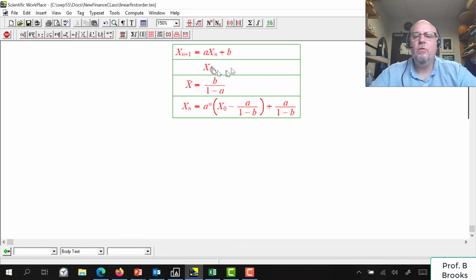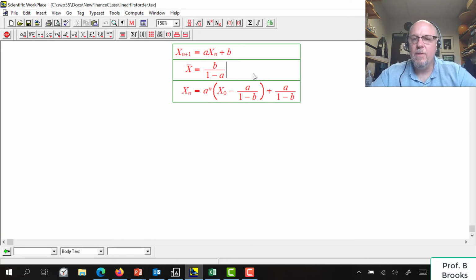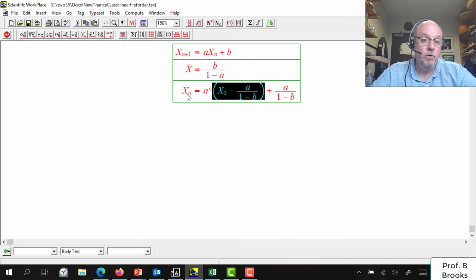Now let's think about this for a second. So x naught is the initial amount. We found the equilibrium by solving the difference equation. But what if I started at the equilibrium? In other words, if I set x naught equal to b over 1 minus a, then this would be b over 1 minus a minus b over 1 minus a. This whole bracket would be 0. And the next term, all the terms, would just be b over 1 minus a.